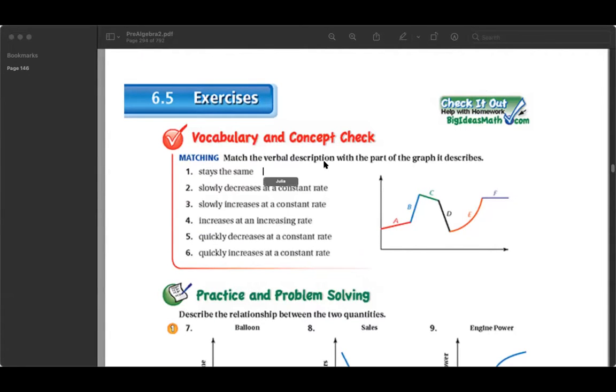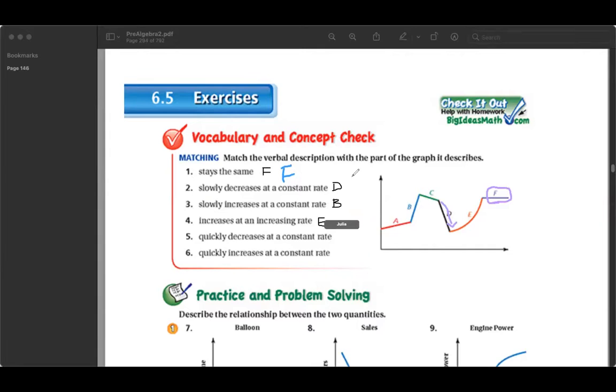To match the verbal description with the part of the graph it describes. So where does it stay the same? Julia says F stays the same. That looks good to me. Slowly decreases at a constant rate. We said D. Okay, I could see that.